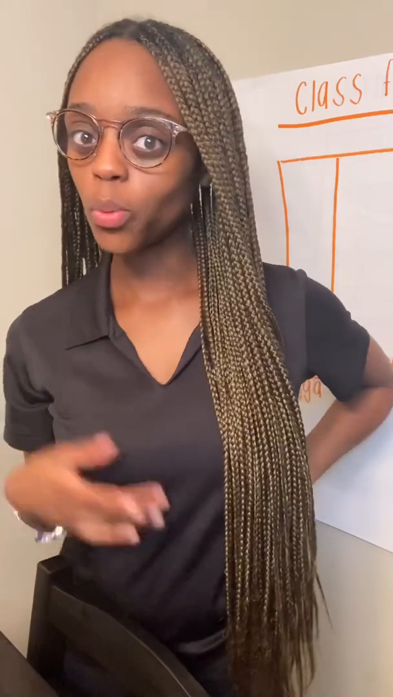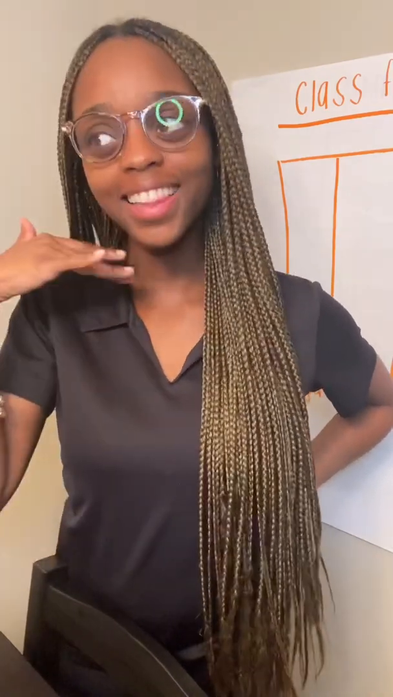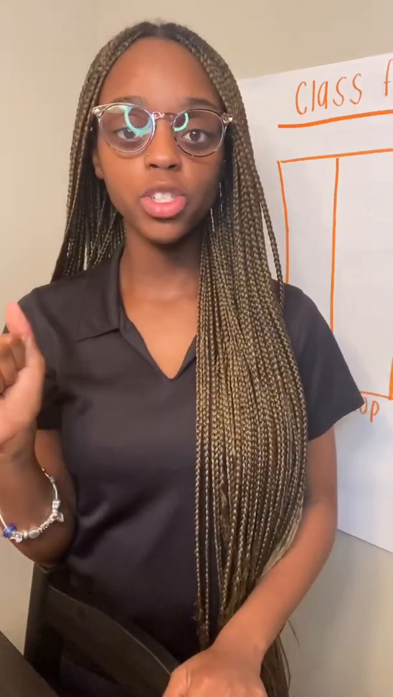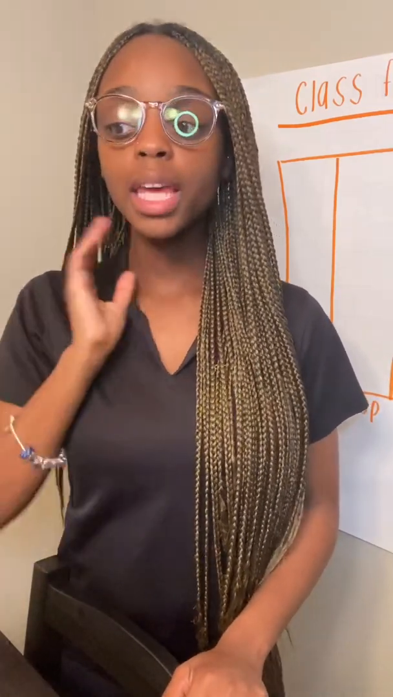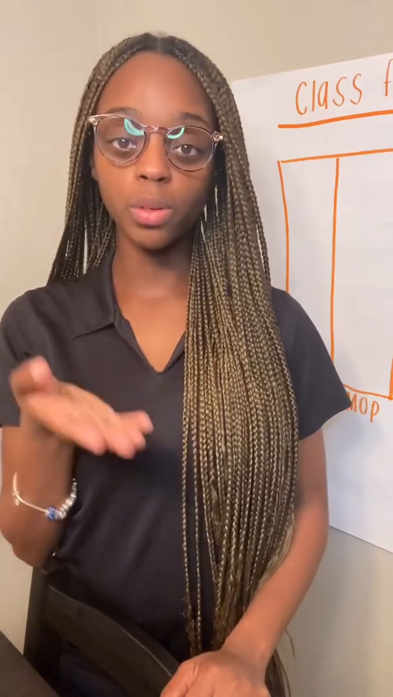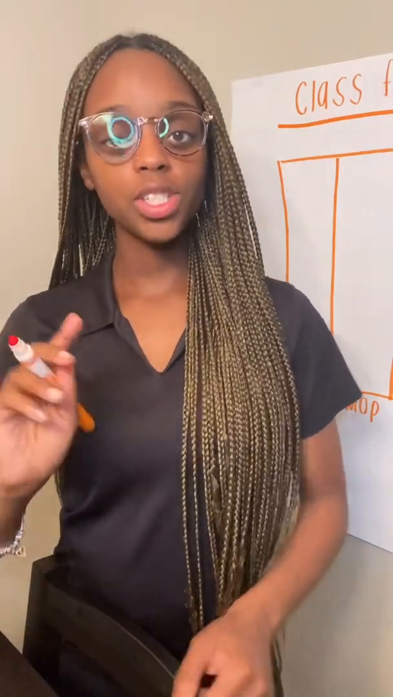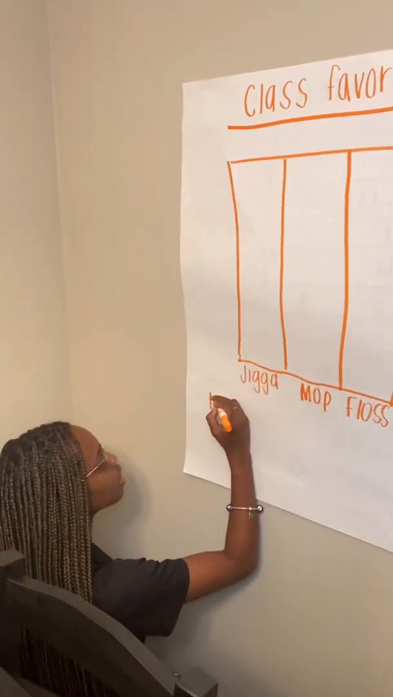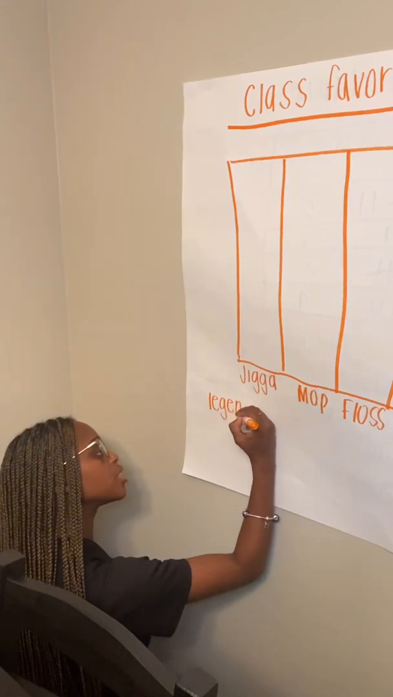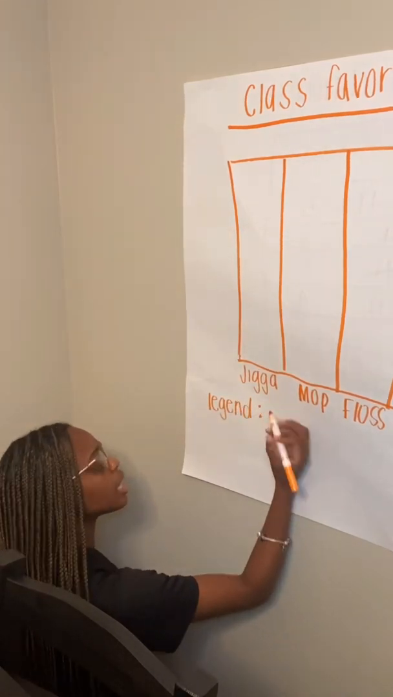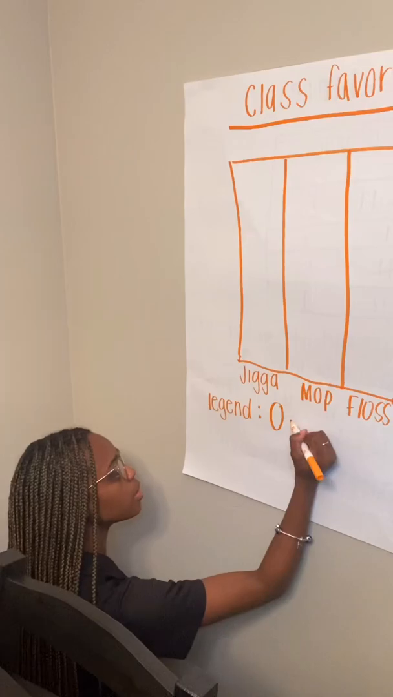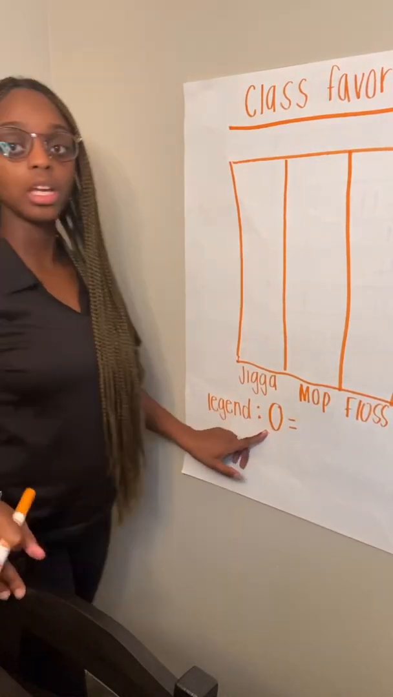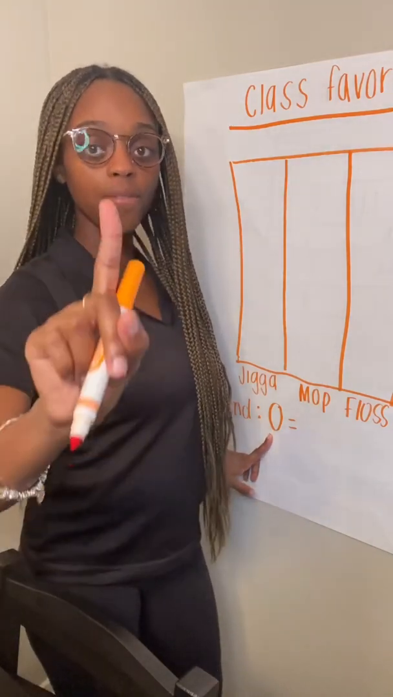You may be wondering, what is a legend? Glad you asked. I'm here to tell you. A legend is what each picture stands for. So, in this instance, we're just going to draw circles to represent our data. Watch. I'm going to write legend right here. I'm going to spell legend. I'm going to put a colon, and I'm going to say for each circle, and I'm going to put an equal sign.